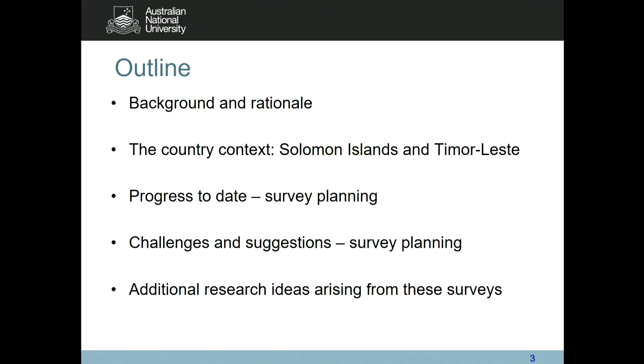I'll then talk about the progress to date with regard to survey planning, and I should emphasise that we don't have any data. Well, we do have a little bit of data, but we are just in the planning phase and we're hoping to start implementation at any point soon. I'll talk a little about some of the challenges and suggestions to perhaps refine this process going forward. And then finally, I'll end with some additional research ideas that have been suggested by the staff from Solomon Islands and Timor-Leste.